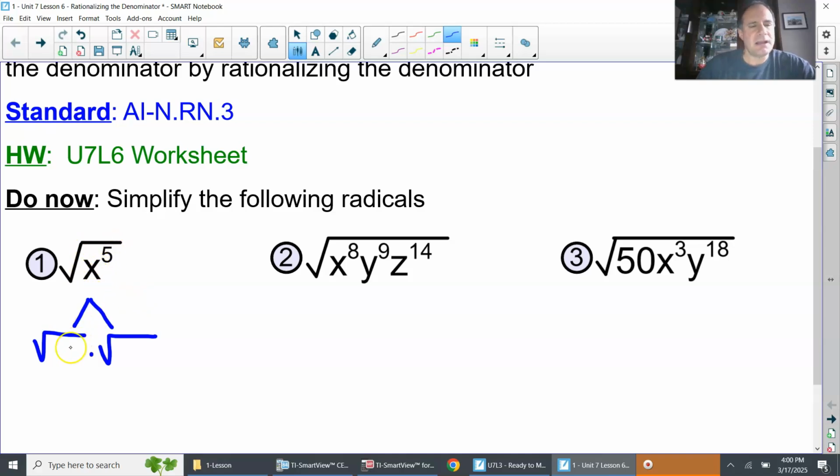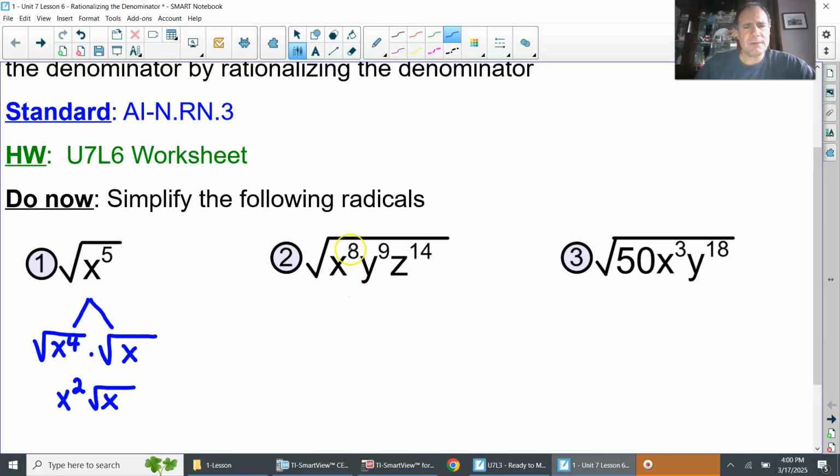Since this is a non-perfect square, I'm going to minus 1 from it, and it'll become x to the fourth. X to the fourth times x will be x to the fifth. So the square root of x to the fourth, which is a perfect square, is x squared, because x squared times x squared equals x to the fourth, and the square root of x comes down right next to it.